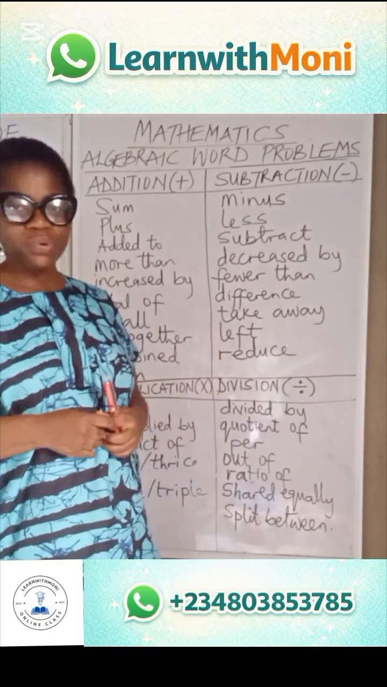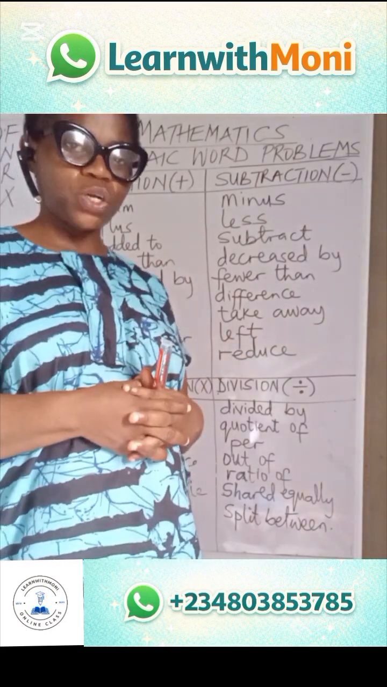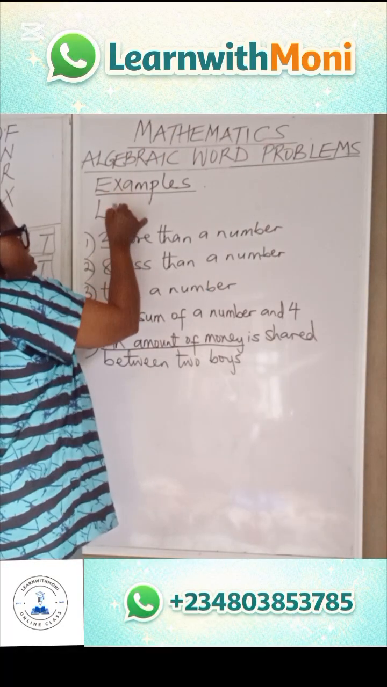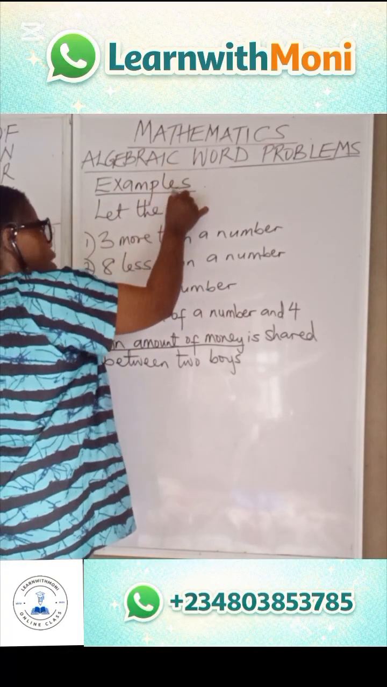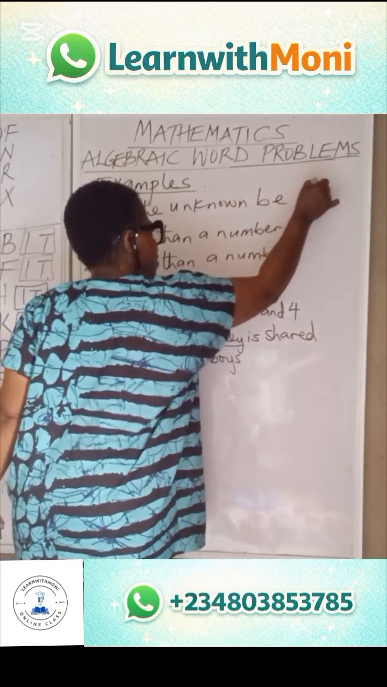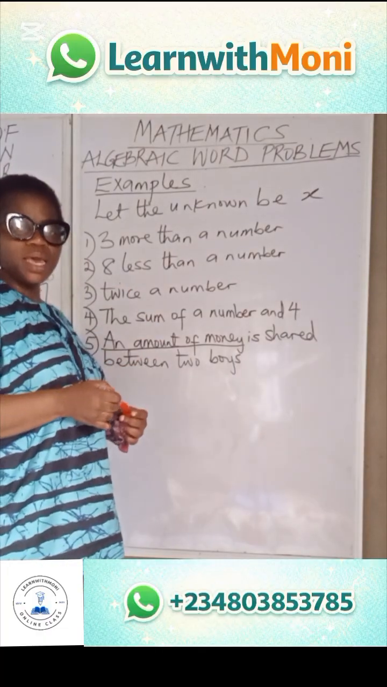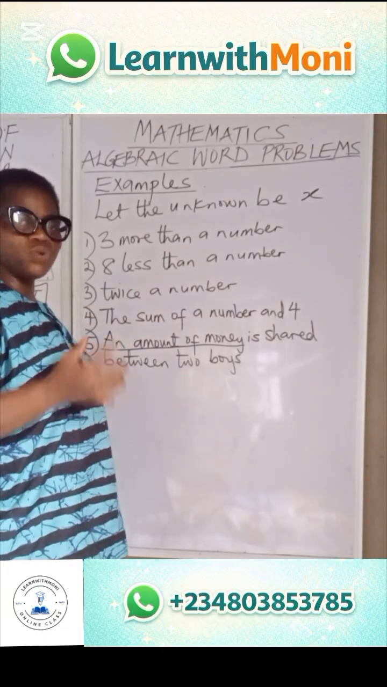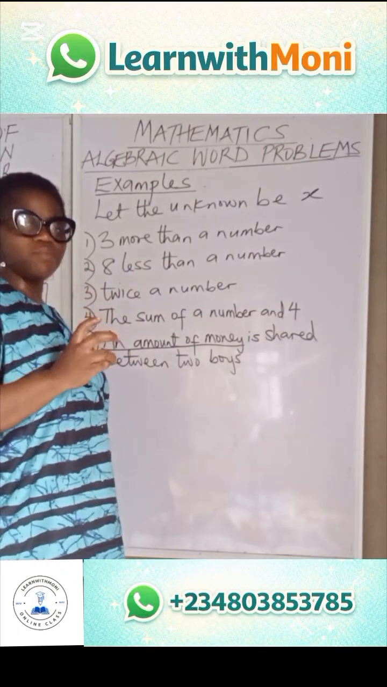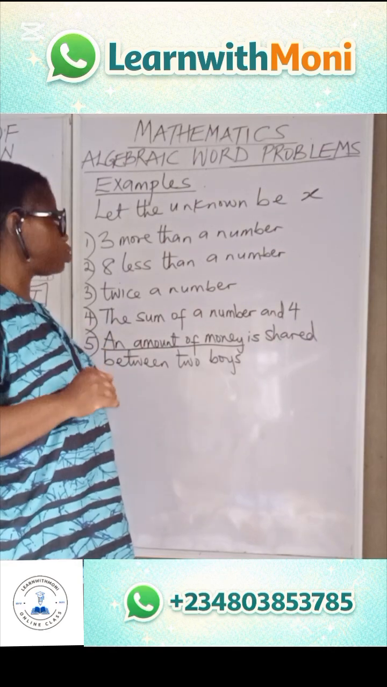Then let's take examples and see how we convert these into algebraic expressions and equations. You have to start by saying, let the unknown be x. I want to call it x. You can call it y, you can call it a, you can call it b. You can use any letter. Remember that algebra is a system of using letters to represent unknowns, like I introduced to you.